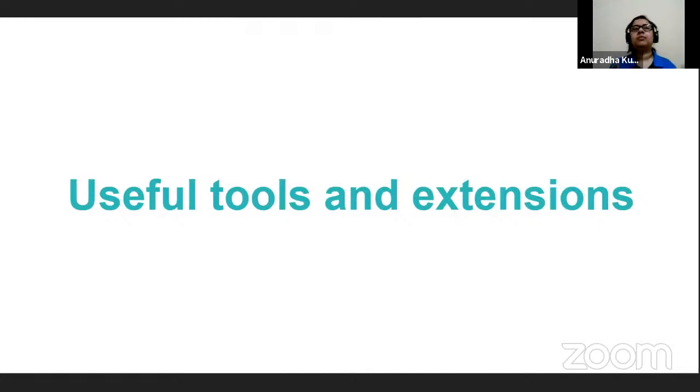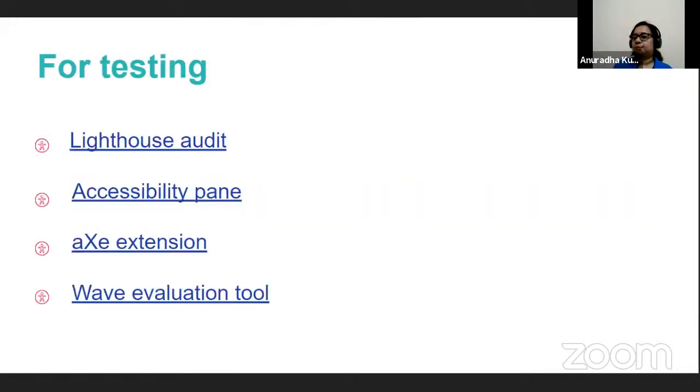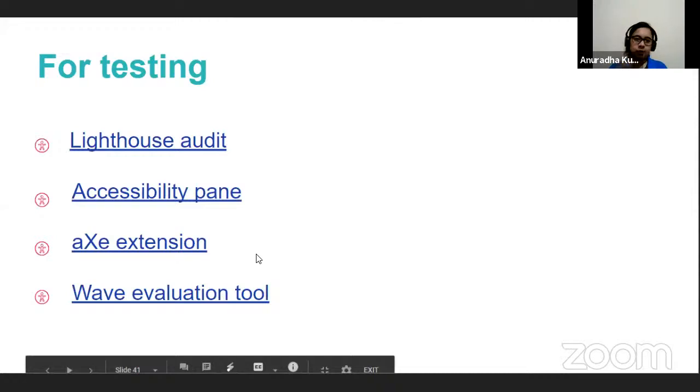Now, this all looks good, that these are the things which we need to do. But how do we test for it? How do we see if what I have written or created is accessible or not? For that, we have different tools and extensions provided. I will quickly walk you through these.